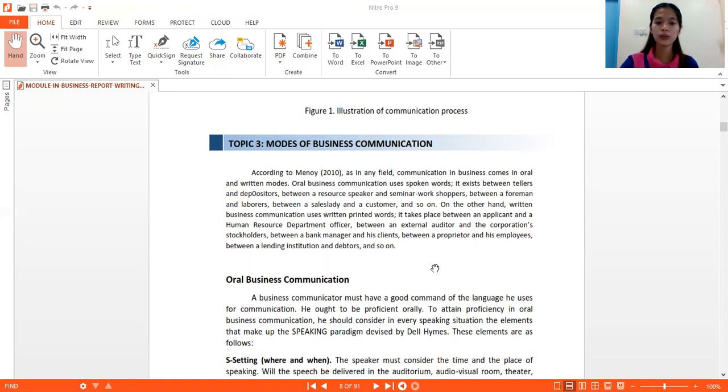On the other hand, in written business communication, of course, it uses the pen and paper, or in our time, our computer-generated printed materials. So it takes place between the applicant and the human resource department officer, an external evaluator or auditor, and the corporation's stockholders, between a bank manager and his clients, and the procurator and his employees. Another thing is between a lending institution and debtors. So to transact and negotiate with their client or their buyer, they use the written materials or printed materials.